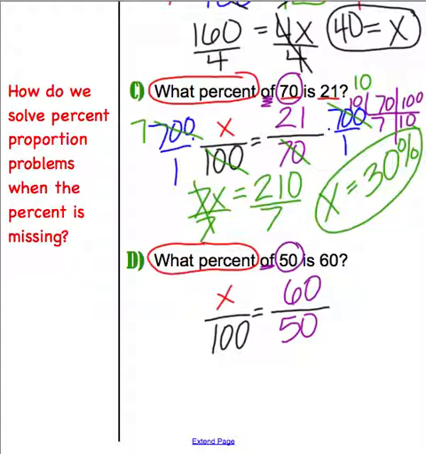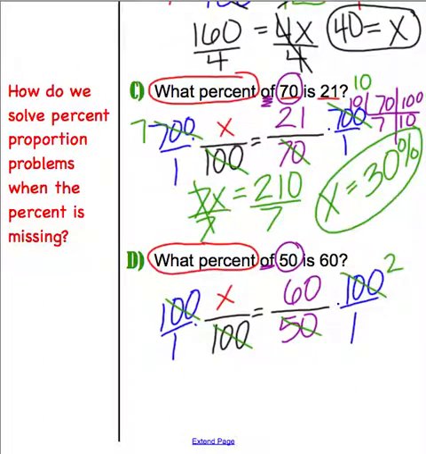So now when I look at this, I know with 50 and 100 that my least common denominator is 100. So I'm going to put in 100 over 1. The nice part here is that the hundreds will cancel. 50 cancels and it goes into 100 twice. So when I look here, I have x left on the left, and on the right I have 60 times 2, which is 120. And because it says what percent, it's 120%.